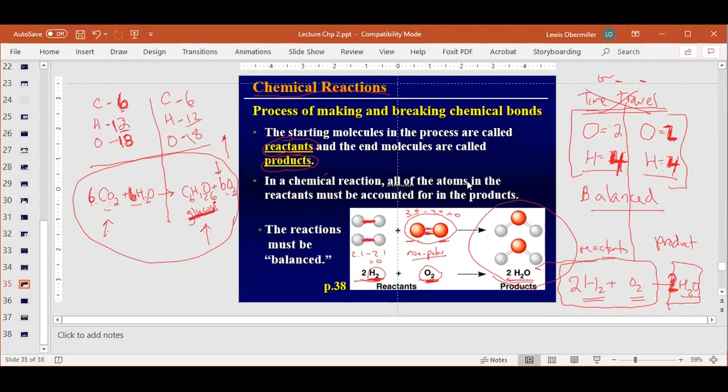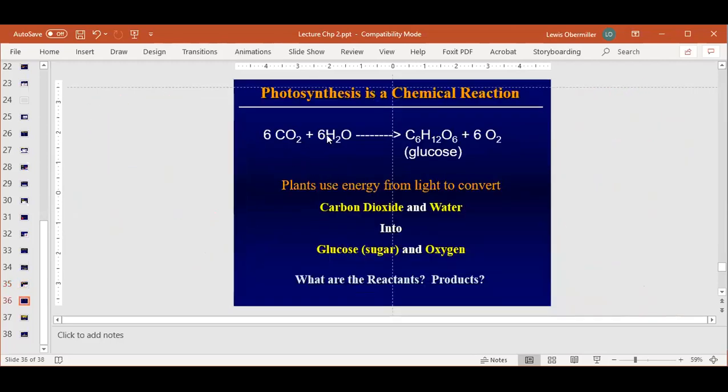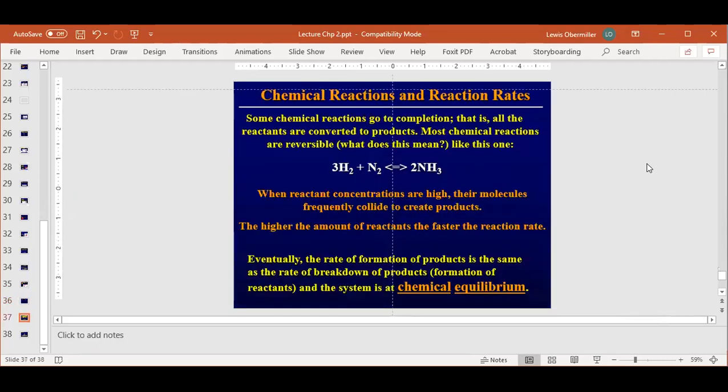Okay, so this is the balanced equation, right? Plants take in carbon dioxide and water. They give off glucose and oxygen. We have to add 6s in front of all of these to make everything balanced. And then you guys know the reactants are carbon dioxide and water, and the products are glucose and oxygen. So good job.